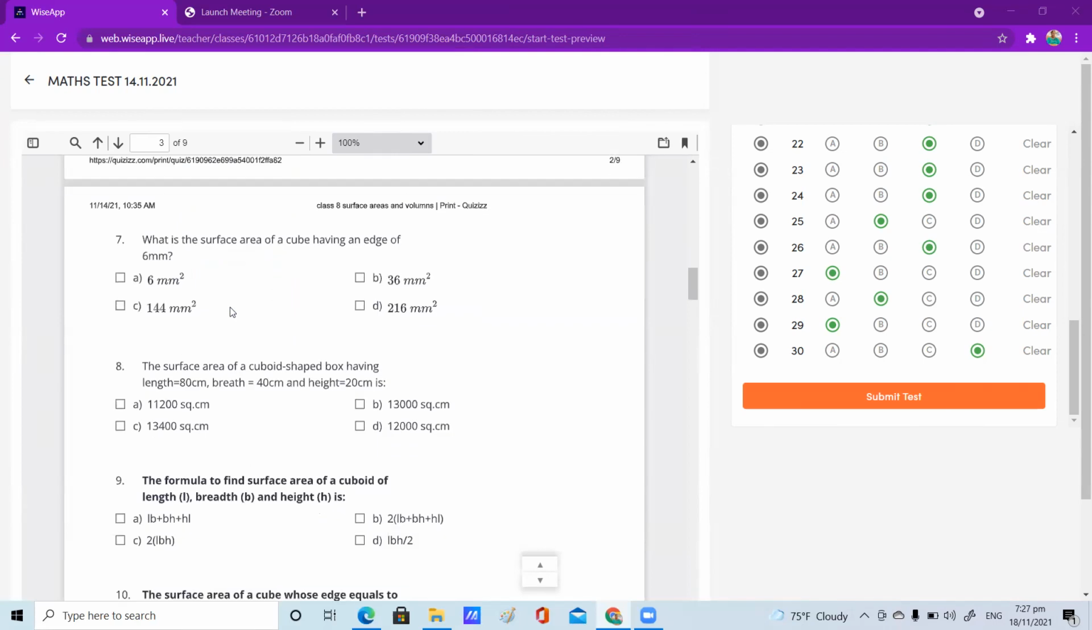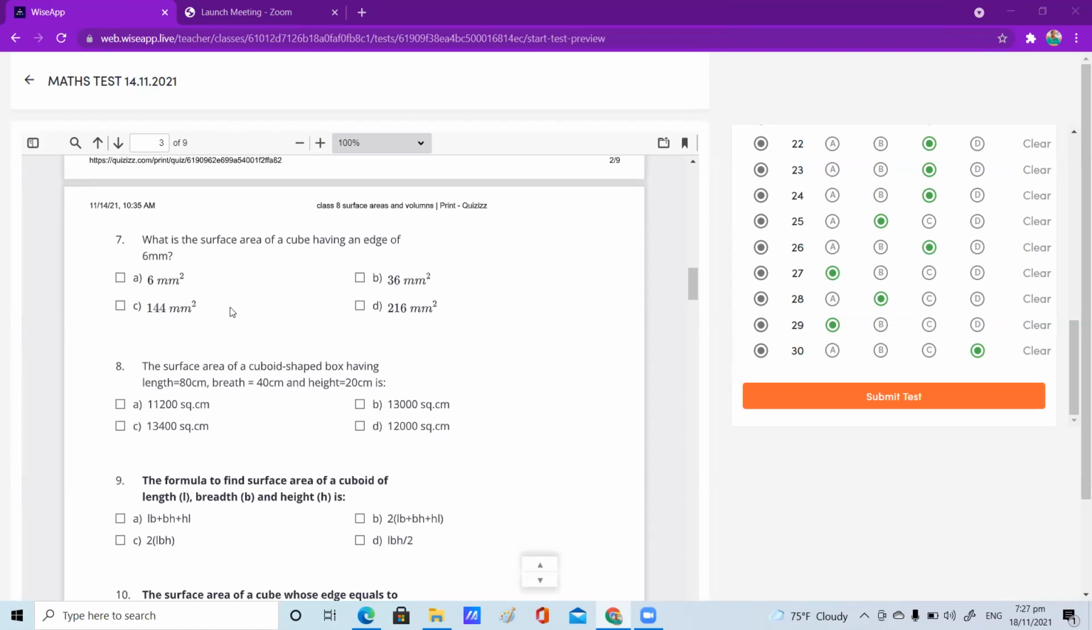Next, seventh bit. What is the surface area of a cube having an edge 6 mm? Here it is the surface area of cube, 6a square. Very good.